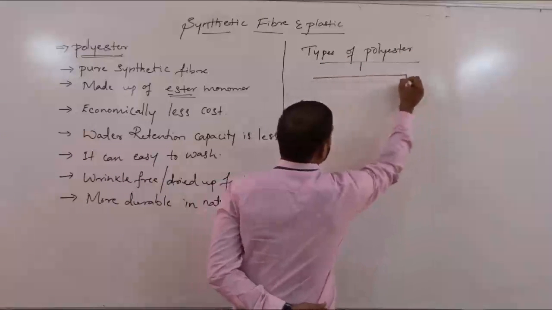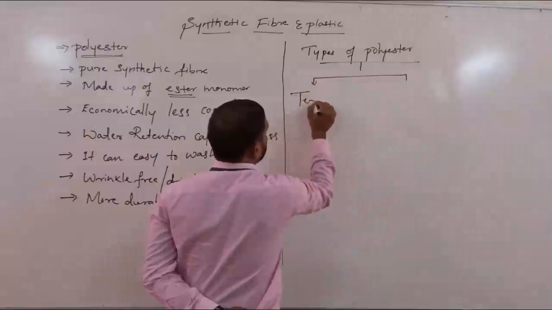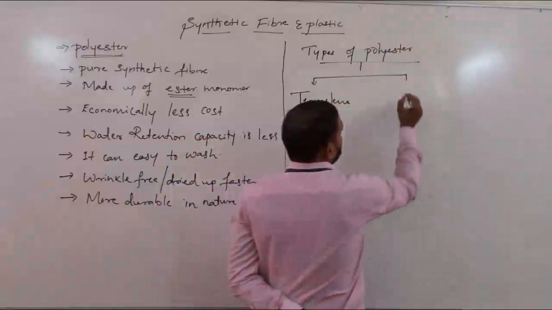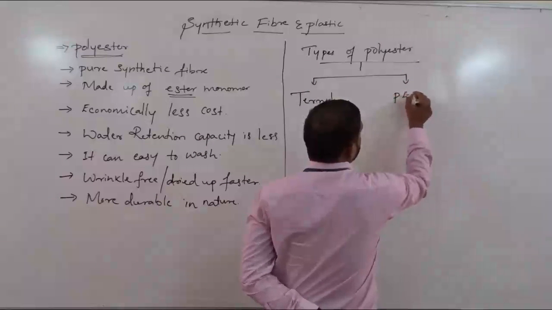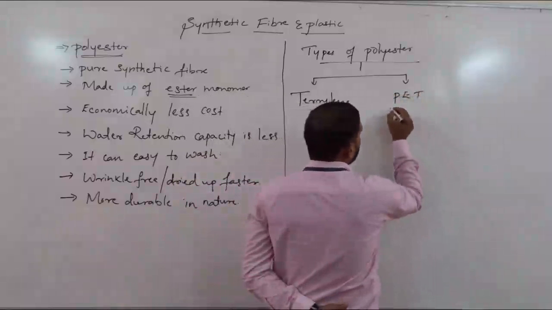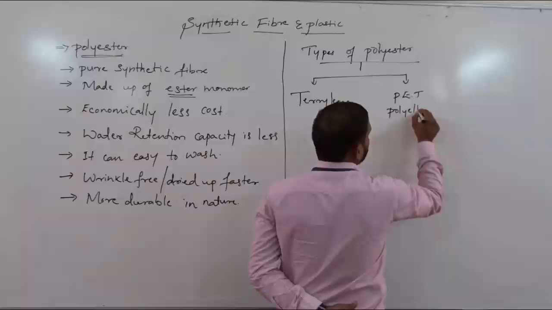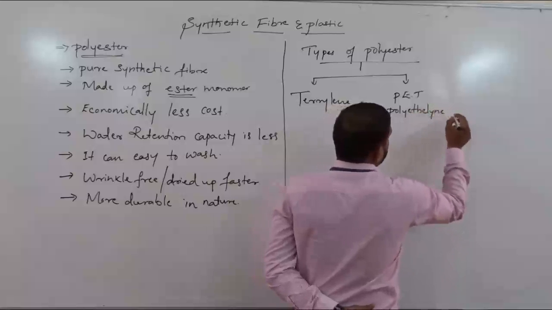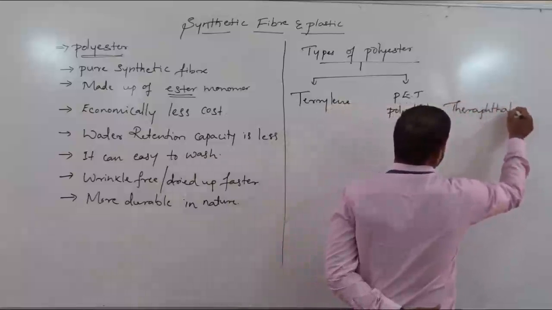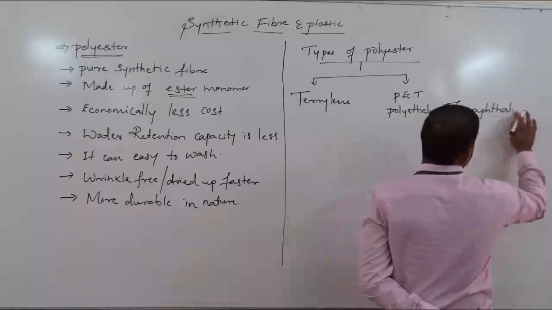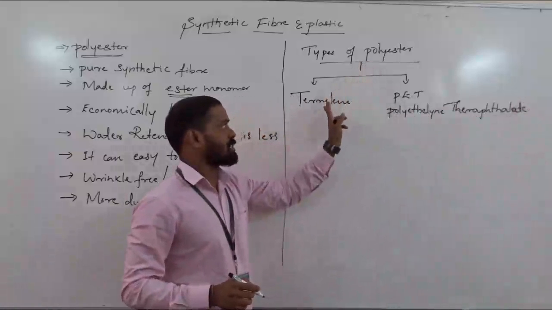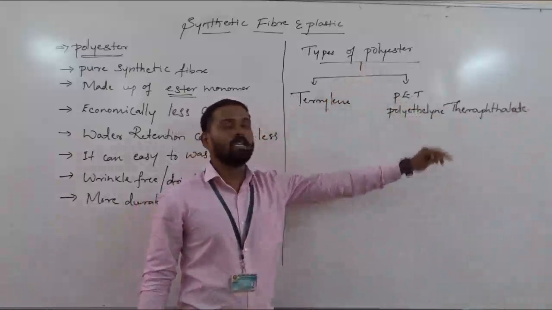One we can call terylene. Terylene is a type of polyester. Another one is PET. So what does PET mean? PET means polyethylene terephthalate. There are two types of polyester. One is terylene, the second one is PET, polyethylene terephthalate.